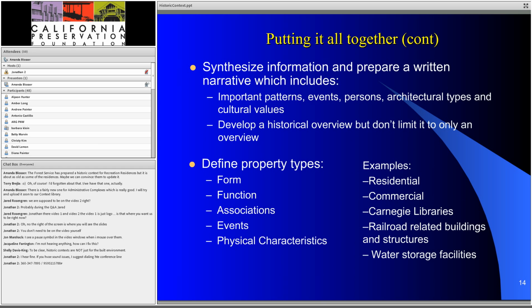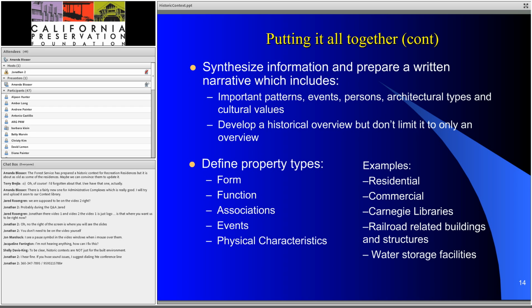So the third step would be to synthesize the information and prepare a written narrative. This is the point where you include the important patterns, events, people, architectural types, and cultural values that fall within the historic context that you're researching. This section does also include the historical overview, but don't limit it only to an overview or recitation of important dates that fall within that period.